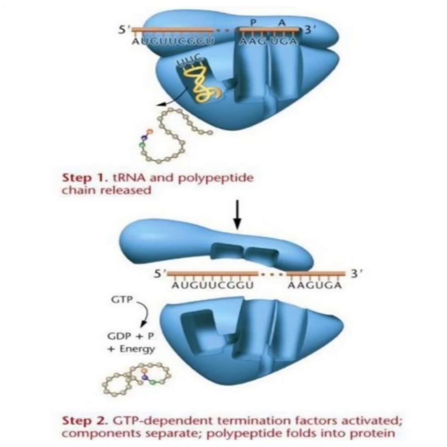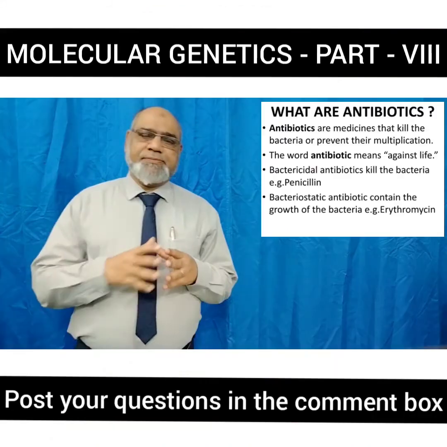Here, to explain the images, you can see the termination procedure. In step 1, the transfer RNA and the polypeptide chain are released. In step 2, the GTP dependent termination factors are activated, components separated, and polypeptide folds into a protein molecule.